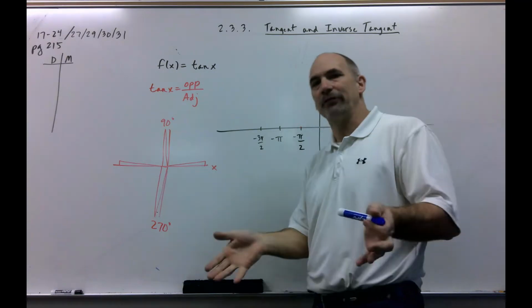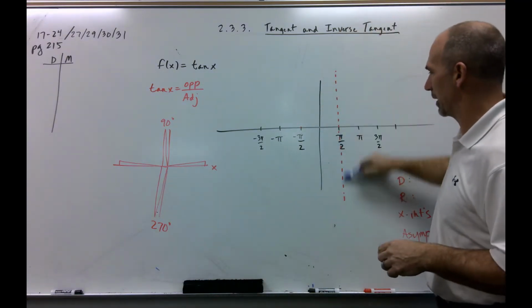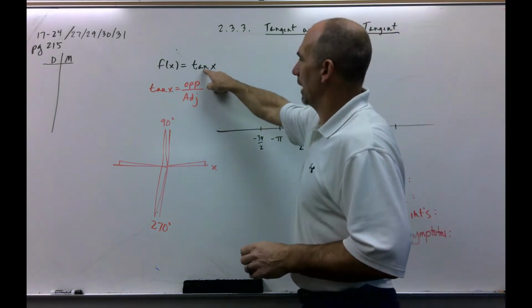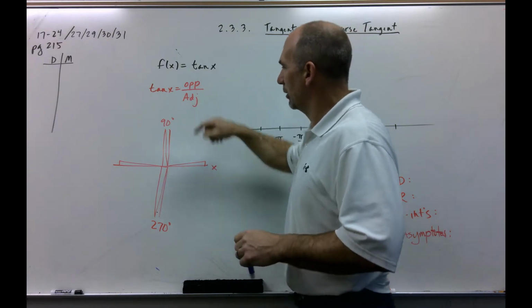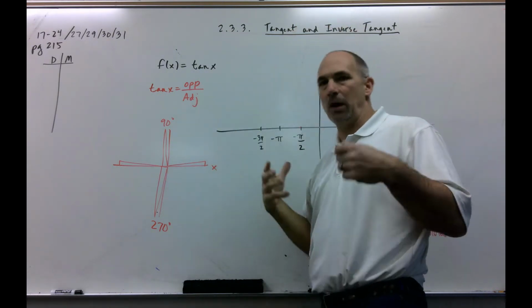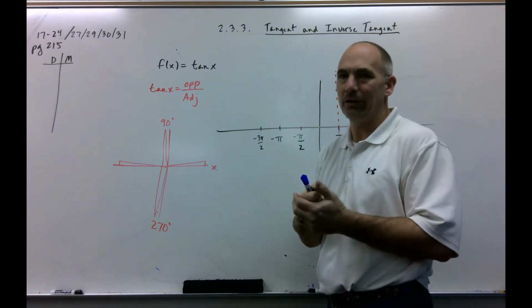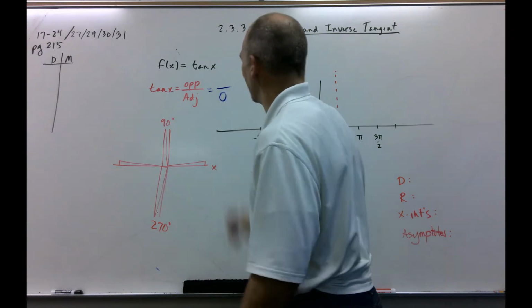Now I've kind of moved ahead a little bit, but I'm going to explain why I've got this line right here. But what is tangent? Tangent by definition is opposite over adjacent. So what you get used to after you've been around math a long time is what can't happen. Well, you can never have a 0 in the denominator.